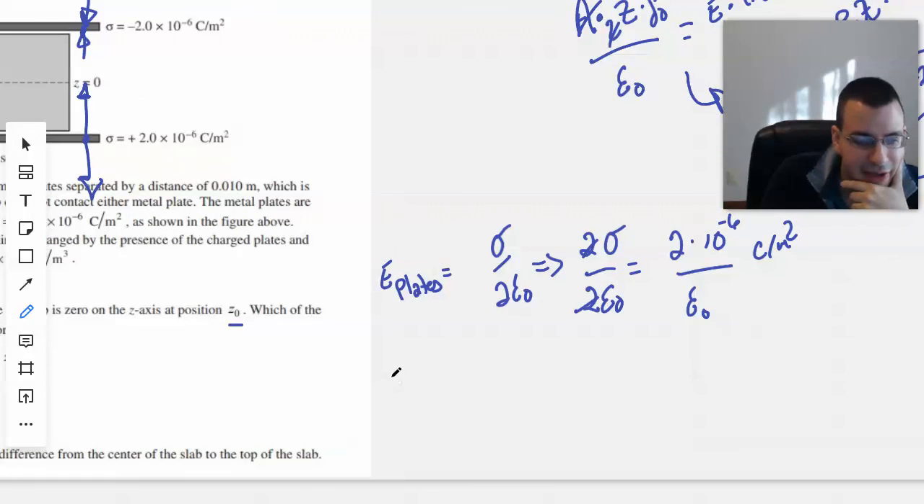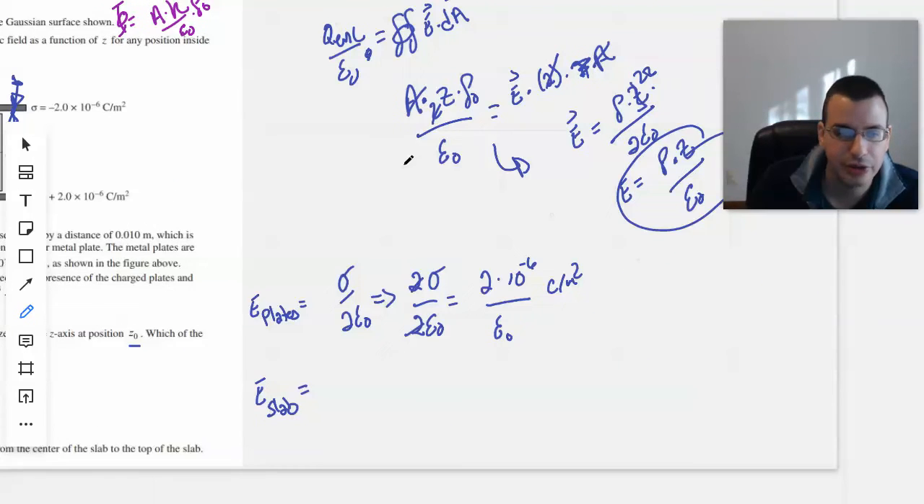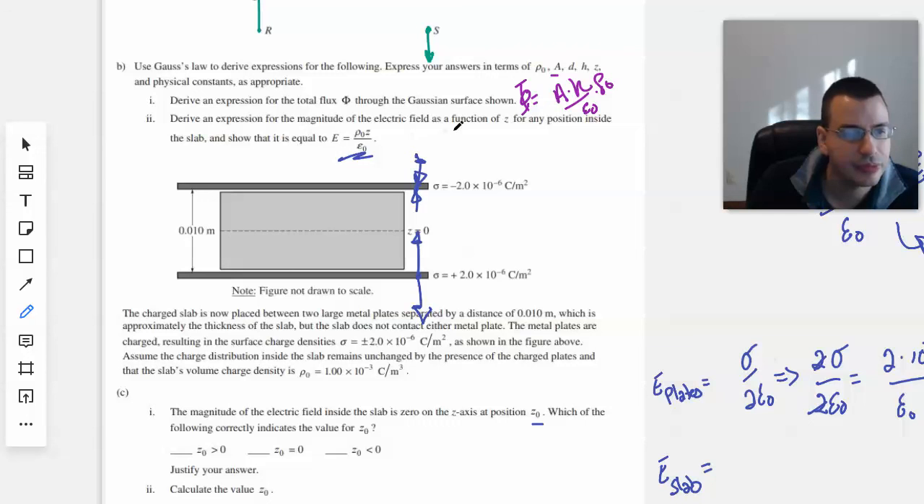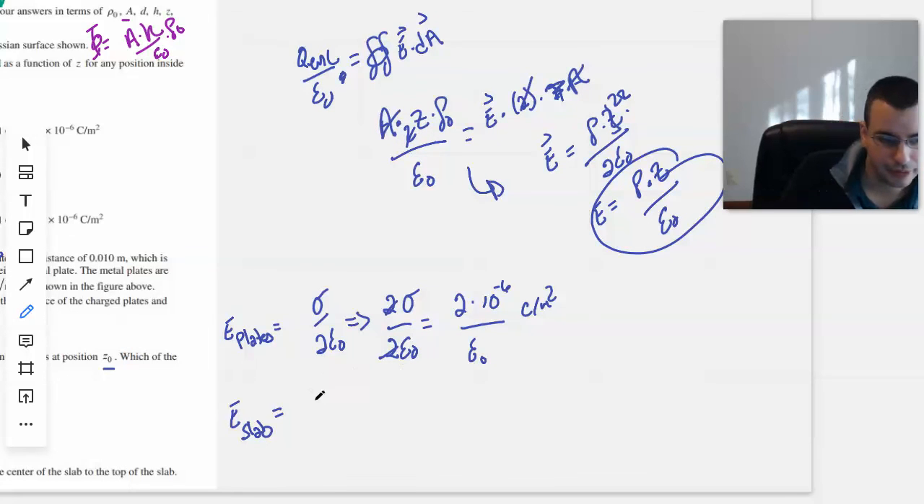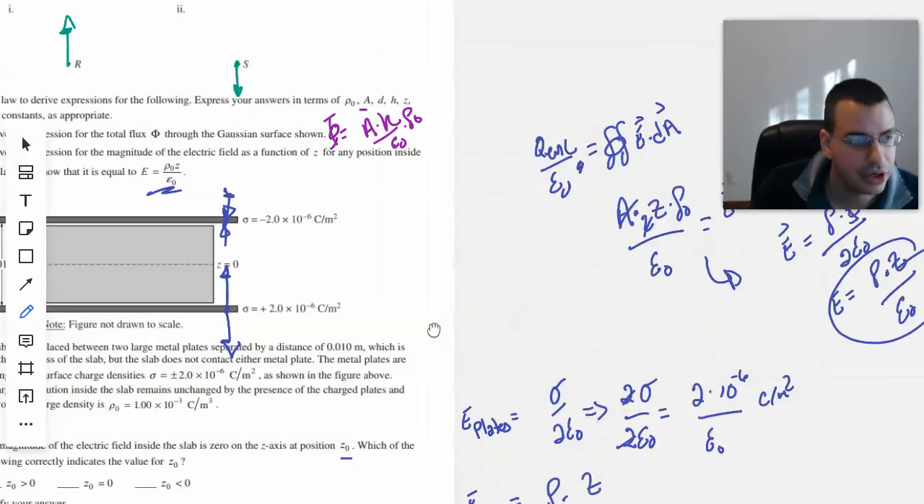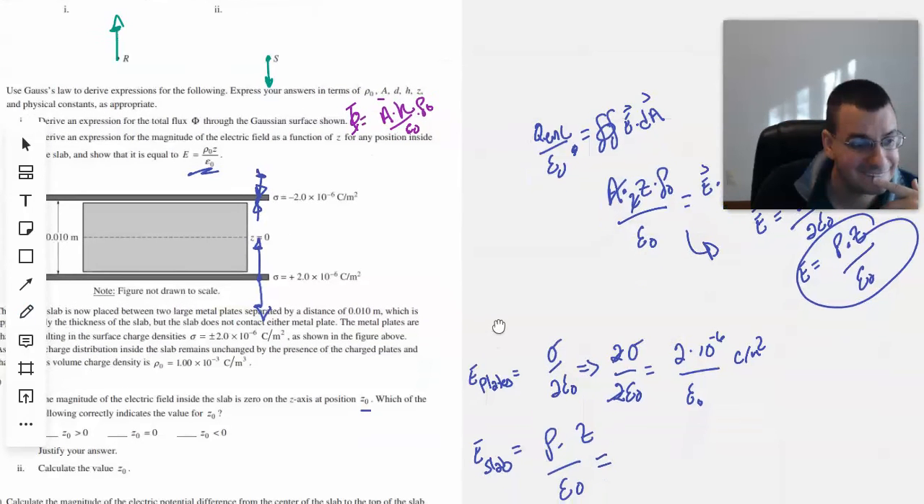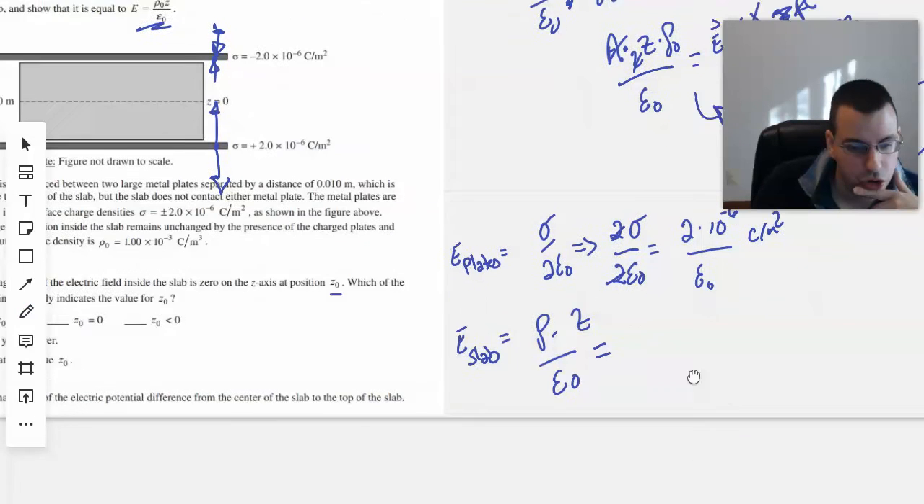And then the electric field from the slab, we probably already have something that tells us what that equation is. Was that this one? Yep. Wish I'd written it more clearly now that I thought I'd actually have to use it. Rho times z over epsilon naught. And they give us rho, and we know that z is going to be... We don't know what z is going to be, but we'll find it out. 1 times 10 to the negative third.